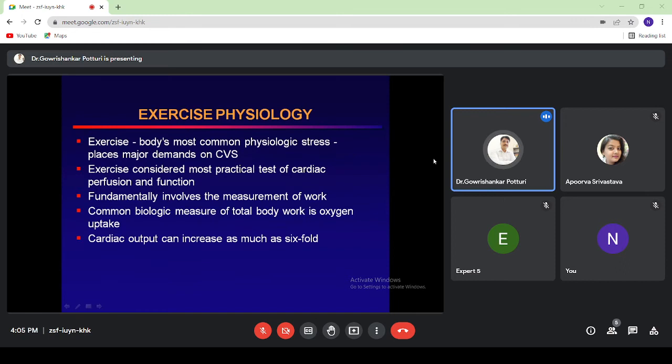Now, first, exercise physiology. Exercise is the body's most common physiological stress and places major demands on the cardiovascular system. Exercise is considered the most practical test of cardiac perfusion and function. Fundamentally, it involves the measurement of work. A common biologic measure of total body work is oxygen uptake. Cardiac output can increase as much as 6 folds during exercise. Normal cardiac output is 5 liters per minute.